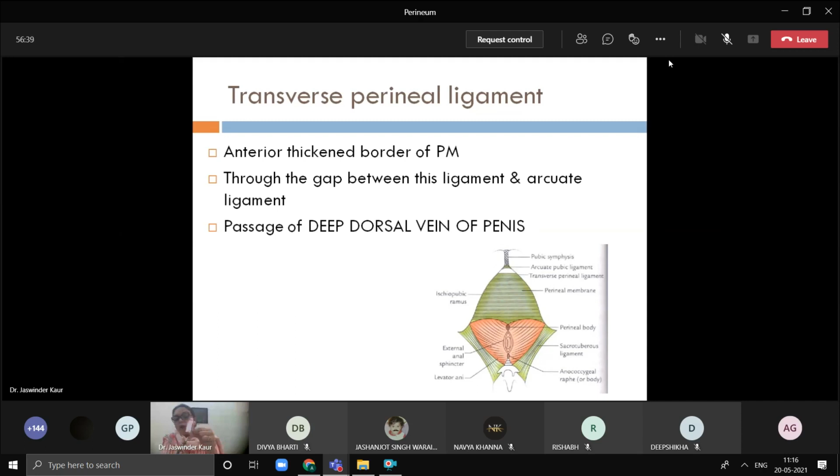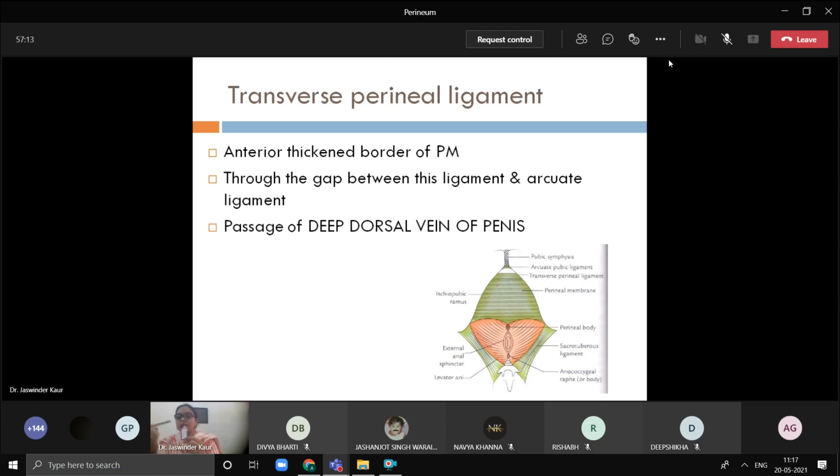Now this one is the base. So the base stretches between the two ischial tuberosities, and in the center of the base is present the perineal body, and on the lateral sides is present the ischiopubic rami. So this one is the apex. Apex is attached to the pubic symphysis, right? Now this red part is the pubic symphysis. Below the pubic symphysis is present the arcuate ligament.